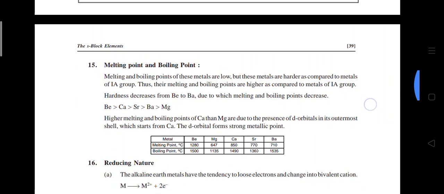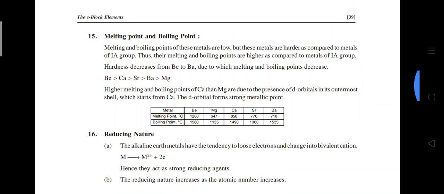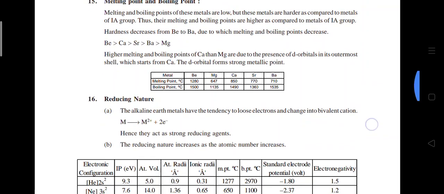15th, melting and boiling point. Melting and boiling points of these metals are low, but these metals are harder as compared to metals of group 1. Thus, their melting and boiling points are higher as compared to metals of group 1.